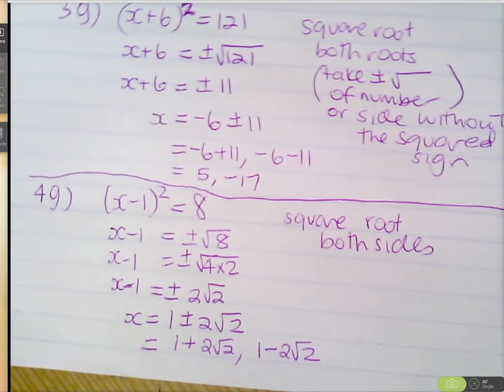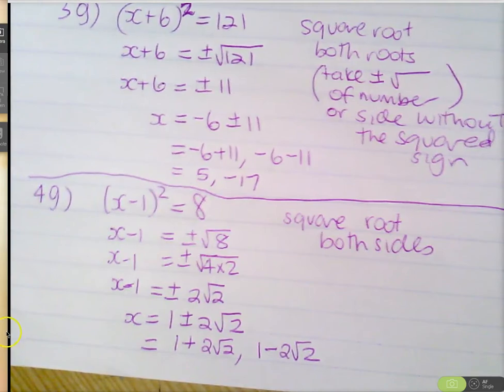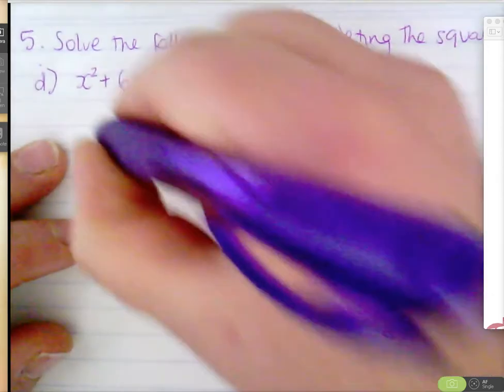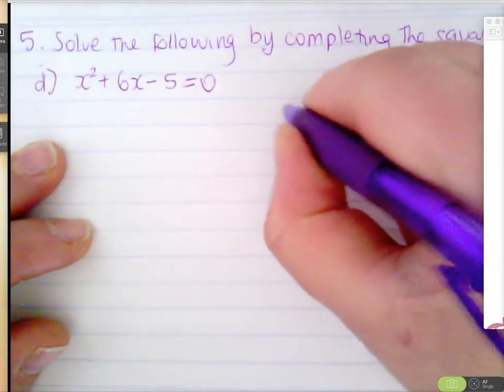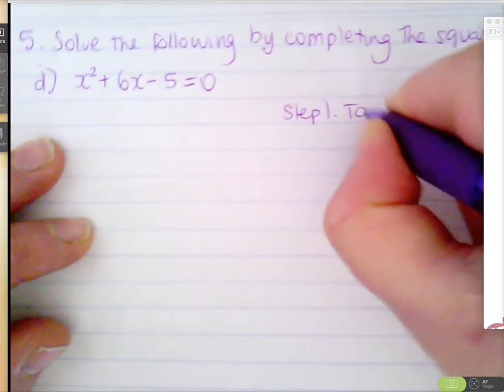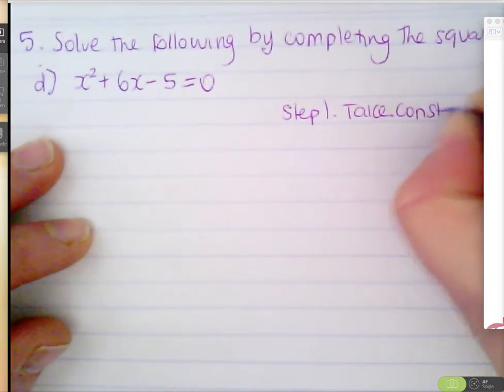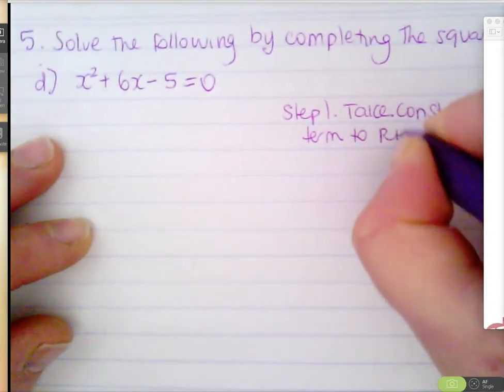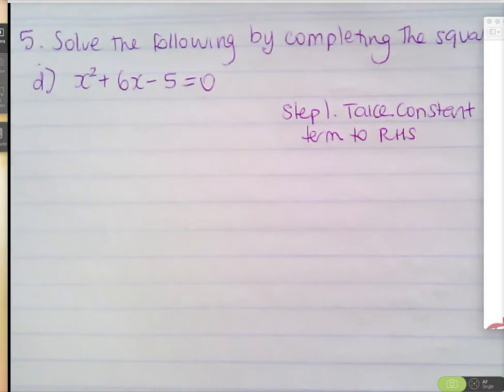Now, girls, we're going to now do question 5 from your textbook. I've got 17 minutes. There's about 4 or 5 steps to solving this quadratic equation. Actually, it could be 6. The first step, step 1, is to take the constant to the other side. So take the constant term. Do you know what the constant is, girls? It's the one without the x. To the right-hand side first. So step 1 is to take the constant term to the right-hand side.